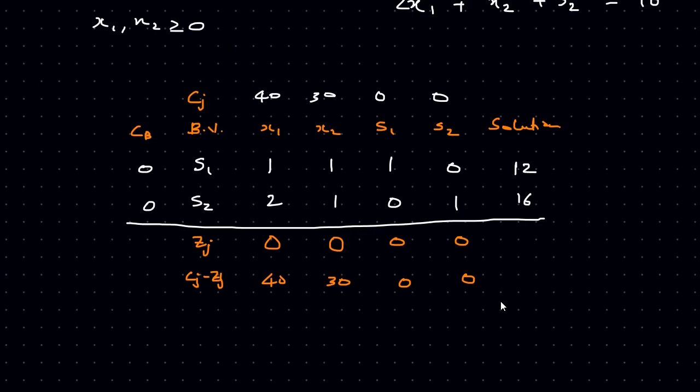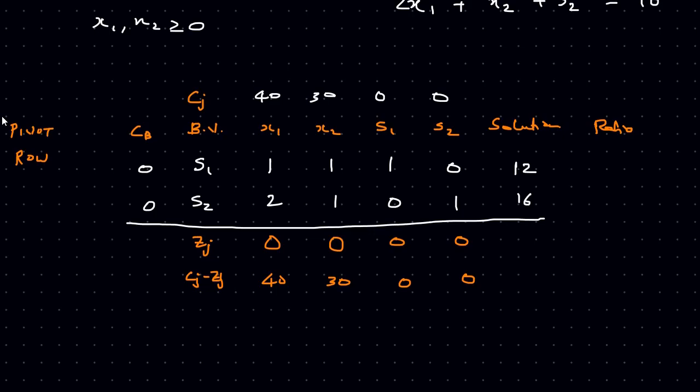So we select the column corresponding to x1 as the pivot, known as the pivot column, which corresponds to x1. That means in the next iteration x1 will enter the basic variable column, and we need to find out which among s1 and s2 leaves. For that we need to calculate a ratio. For calculating the ratio, we always divide the solution by the pivot column.